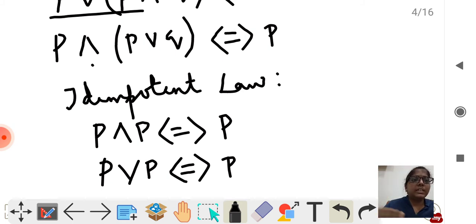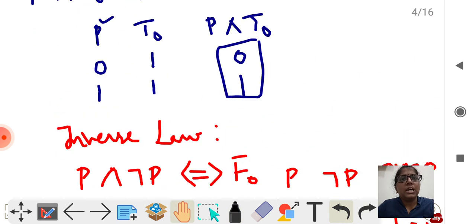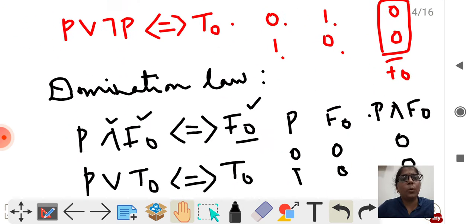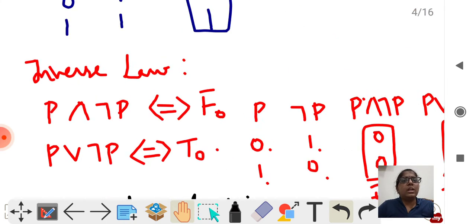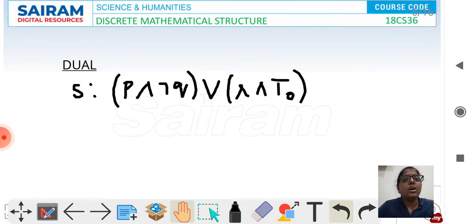So the first law is the law of double negation, then De Morgan law. Commutative: you have to take two statements and check for commutativity. Associative, and distributive is the fourth one, and we have seen identity, inverse, domination, absorption, and idempotent. So these are all important laws. We will use these laws to simplify the compound statement.